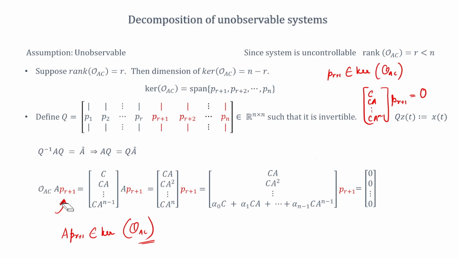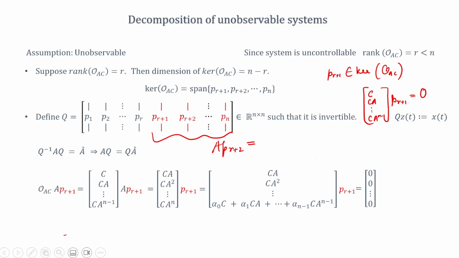Okay, so we can always do that. Similarly, if you take A p r plus 2, I can write down A p r plus 2 also as a linear combination of these vectors. Similarly, A pn can also be written as a linear combination of these vectors. And this helps us to get to a nice form.